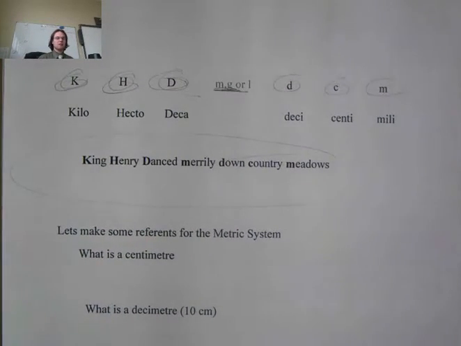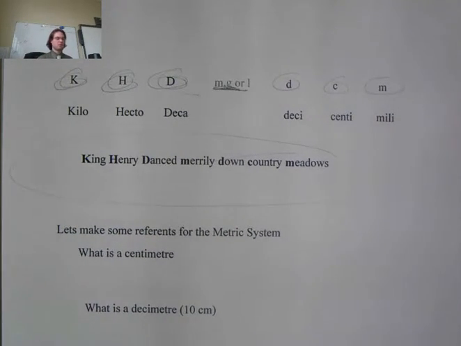So let's make some reference for the metric system. What approximately is 1 centimeter? Well, 1 centimeter is kind of like your pinky.